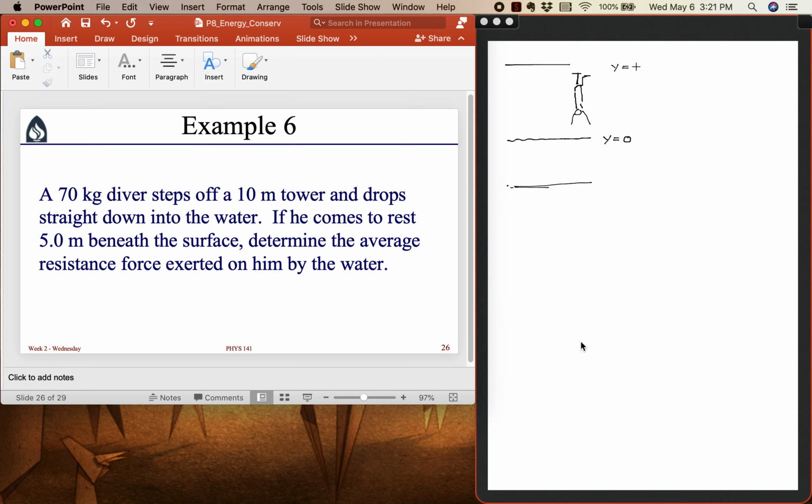So the diving board is at y equals 10 meters. And when the diver comes to rest beneath the surface of the water, that occurs at y equals minus 5 meters, or 5 meters below my y equals 0 point.